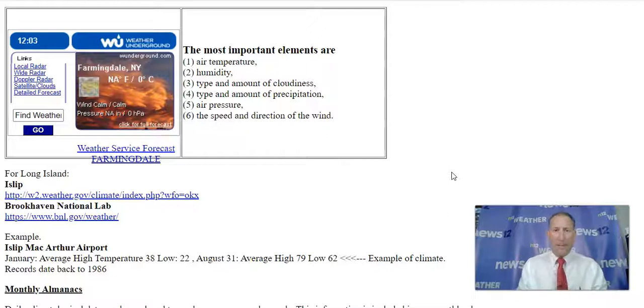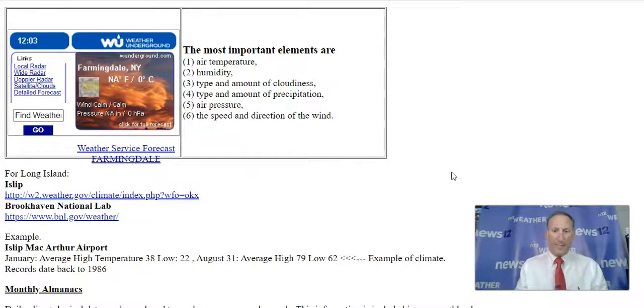Weather is what's happening right now. Your current weather conditions. It's raining outside in Farmingdale right now. It's 78 degrees in Farmingdale right now. The low is going to be 50 degrees tomorrow. That's weather. It's happening right now and generally within the next 72 hours, or nowadays we talk about the next 7 days. Climate is an average over an extended period of time.